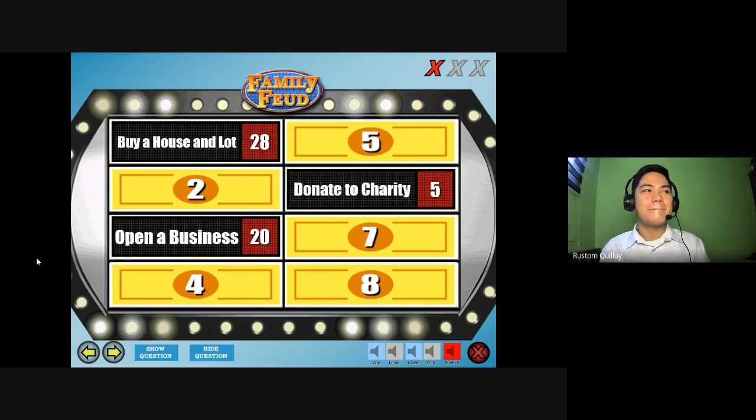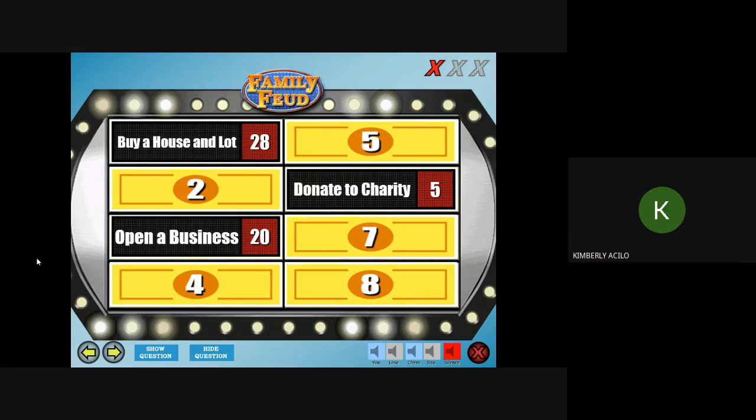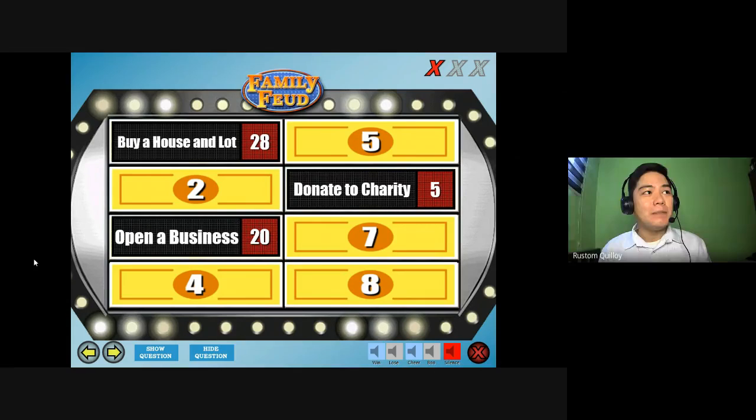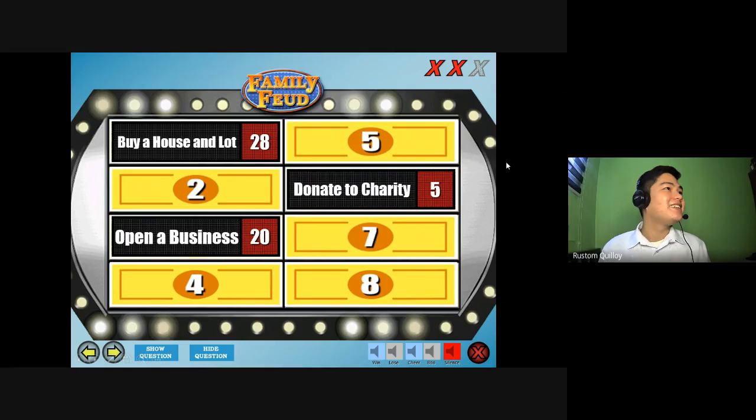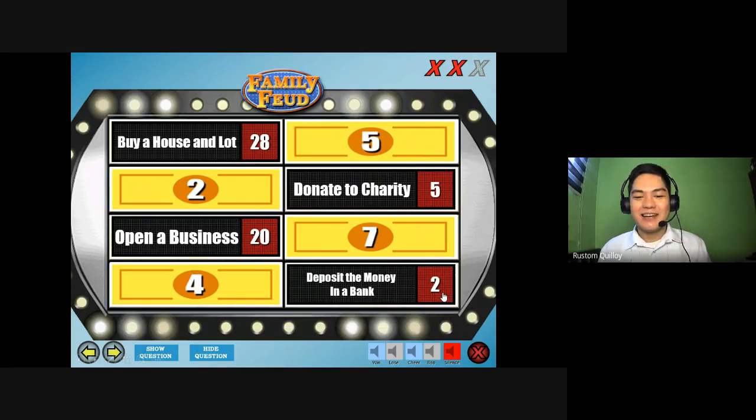Kim, Sir, bibili po ng necessary things. Bibili ng necessary things. Medyo general kasing sagot mo eh. Pyra, anong gagawin mo kapag nanalo ka ng jackpot prize sa loto, Pyra? Invest po. Invest. Okay, deposit the money in a bank.